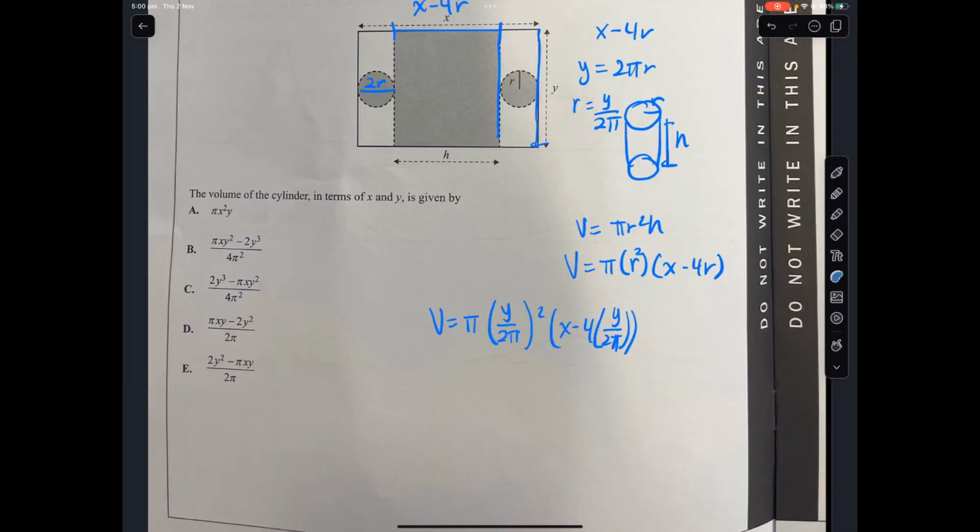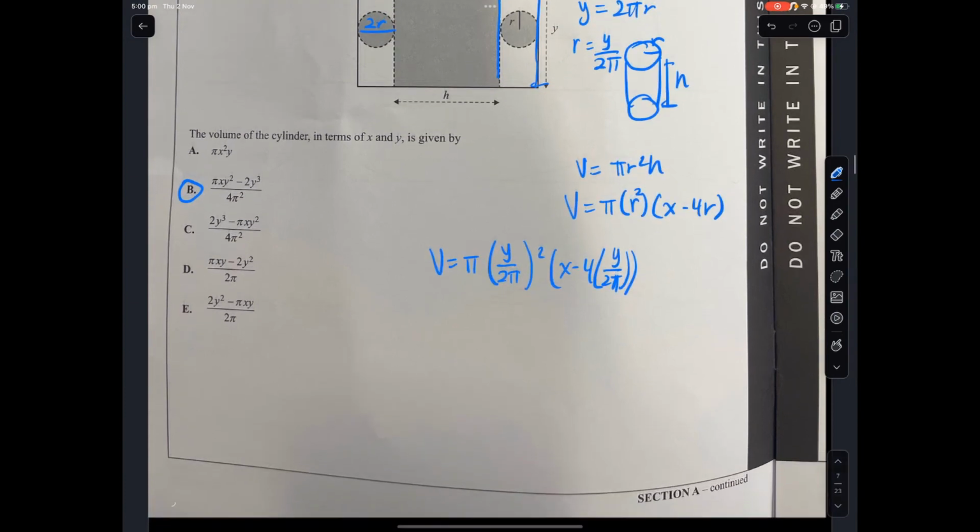It looks like B is the answer because B has negative 2y. Yep. Let's double check if it has everything. So 4 pi squared, and if I multiply that, yes, B is the answer, hopefully.